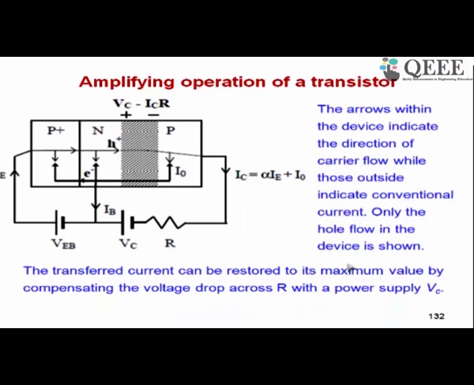So what do we do? Now this is the thing we do. We put in another voltage, right? A power supply. What is the role of this power supply? It will oppose the voltage drop across the resistor. In the resistor, the voltage drop was in this direction. This was positive and this was negative. In the power supply, this is positive, this is negative. If I sum up these two, it is equal to VC minus ICR.